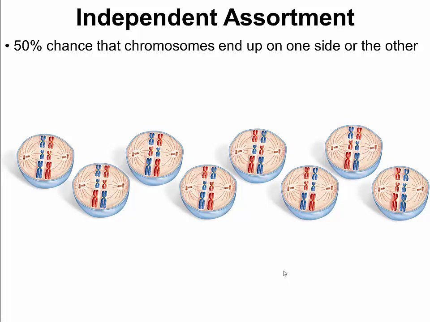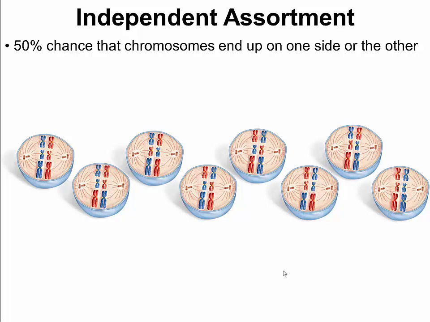What this means is the following: you can calculate the number of possible chromosome alignments by taking 2 and raising it to the number of pairs of chromosomes the organism possesses. In this particular case, the organism has 3 pairs of chromosomes. So if we take 2 and raise it to the 3, then we have 2 times 2, which is 4, times 2, which is 8. So that's 2 raised to the third power. 2 times 2 times 2 gives us 8.